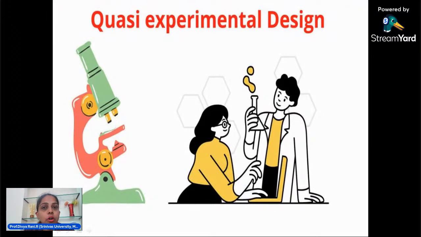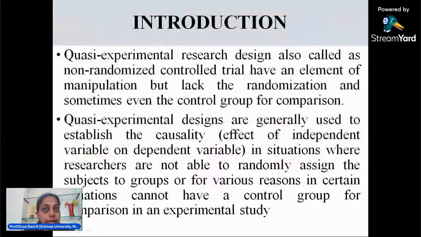Next, moving on to quasi experimental design. So what is a quasi experimental design? It is a type of experimental design, but it is different from true experimental design. In quasi experimental design, there is manipulation, but as I told you, the other two, randomization and control, may or may not be there. So that is called quasi experimental design. Next slide, please.